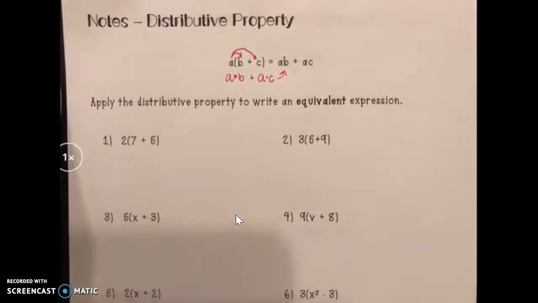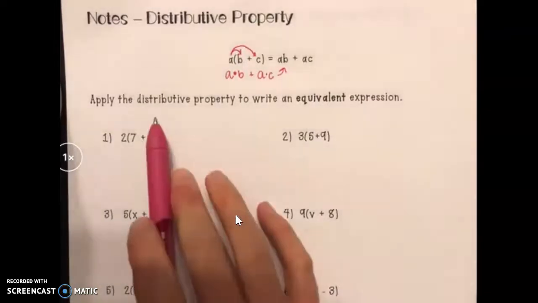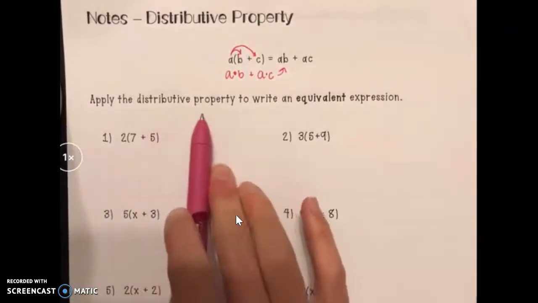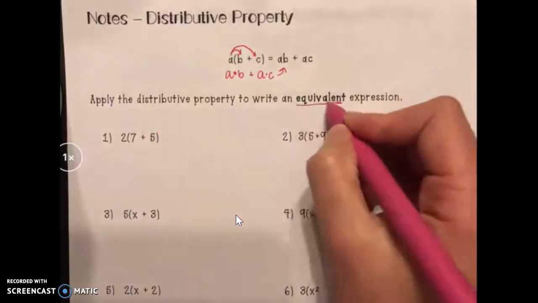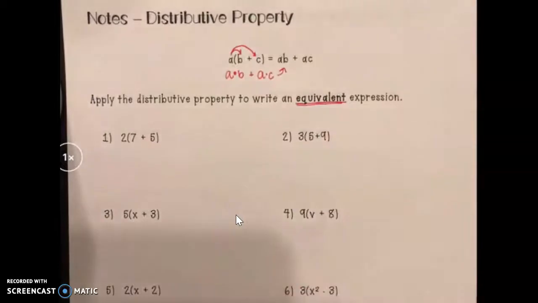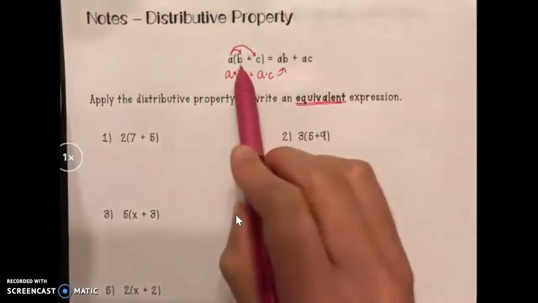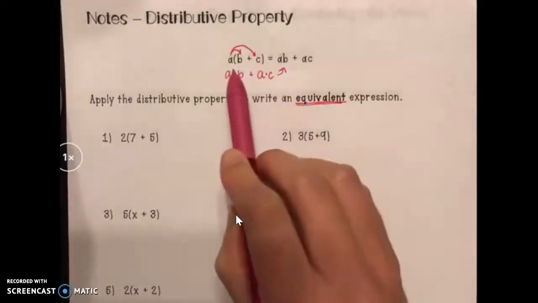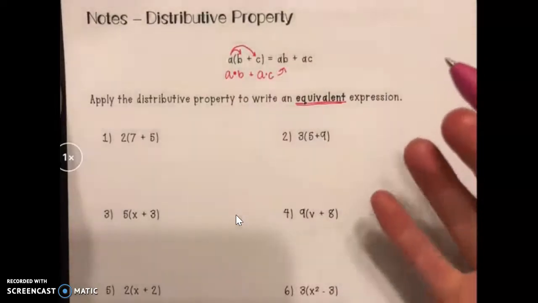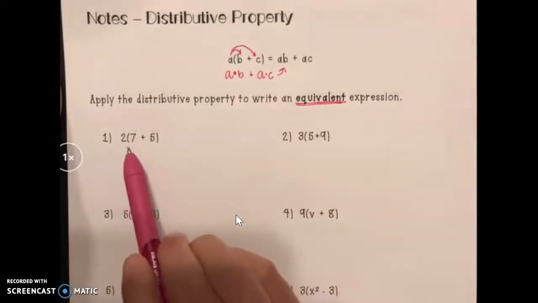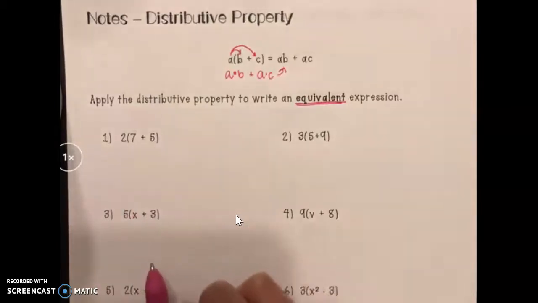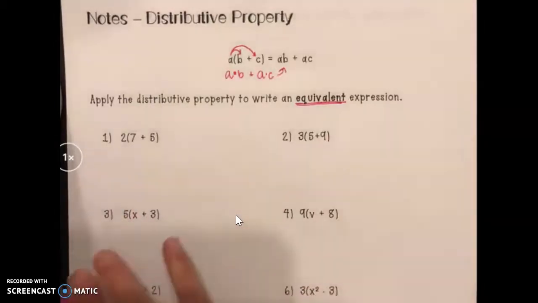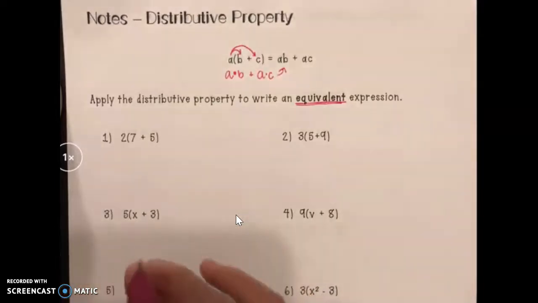Okay? So let's go ahead and give that a try. We're going to be applying this property, meaning we're going to be distributing our numbers to write an equivalent expression. Equivalent means one that is equal. See how this is equal to this one? They are equal to each other. They're just written in different ways. So we're going to write 2 parentheses 7 plus 5 in a different way. We're just wanting to rewrite this in a different form.